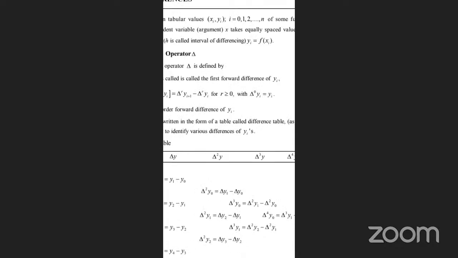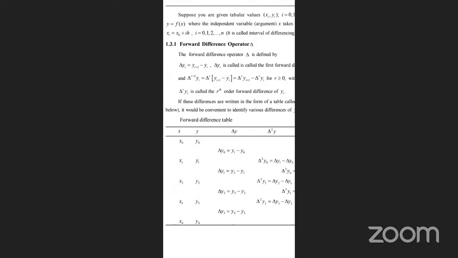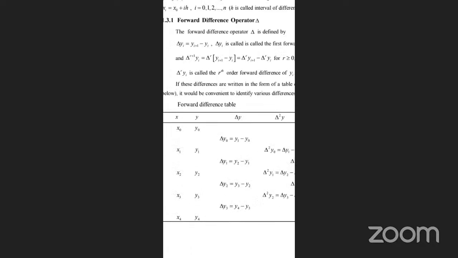So that is the forward difference formula. We are taking the forward difference table with x0, x1, x2, x3, x4 in the x column, then y0, y1, y2, y3, y4. So Δy0 is the second value minus the first value, y1 minus y0. Δy1 is equal to y2 minus y1. Δy2 is equal to y3 minus y2. Δy3 is equal to y4 minus y3.